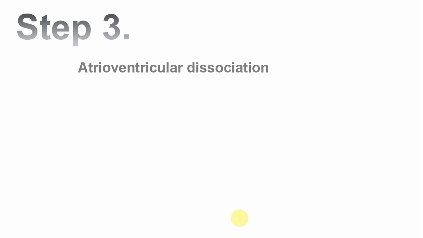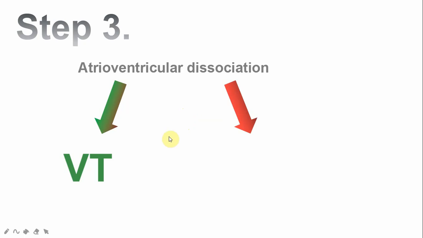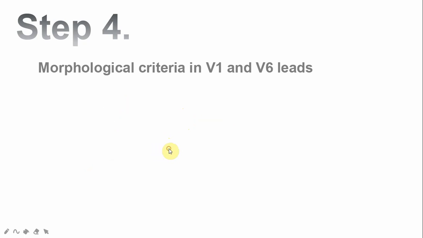All right. So step number 3 is atrioventricular dissociation. So complete dissociation between the atrial activity and ventricular activity. If that is the case, 98% specificity for a VT. However, the sensitivity is good as well. Still, if this particular atrioventricular dissociation is absent, we will go for the next step. And the next step is the morphological criteria.